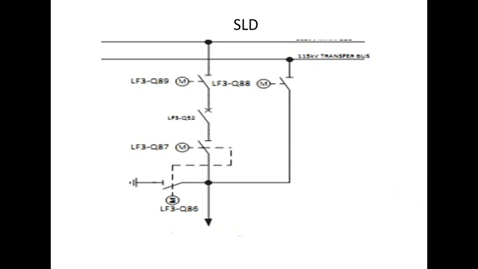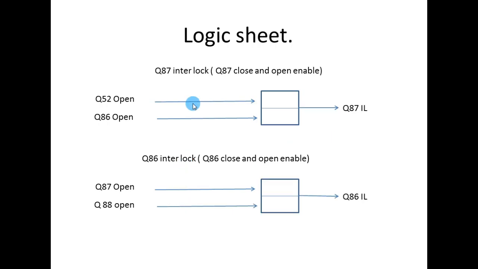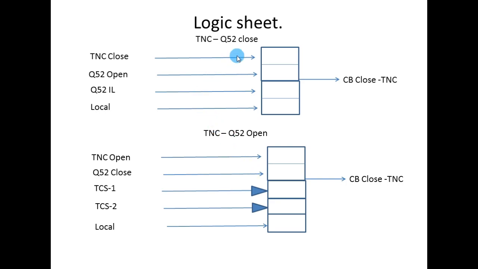We are going to see a few interlocks in this configuration, and this is the logic sheet. According to this logic sheet, I am going to make a logic on the CFC chart. This is for breaker interlock, this is for Q8 interlocks, and this is for Q7 isolator interlock, this is for air switch interlocks, and this is for breaker close over TNC switch. This is for breaker close for TNC open. This all we are going to do on a CFC chart.